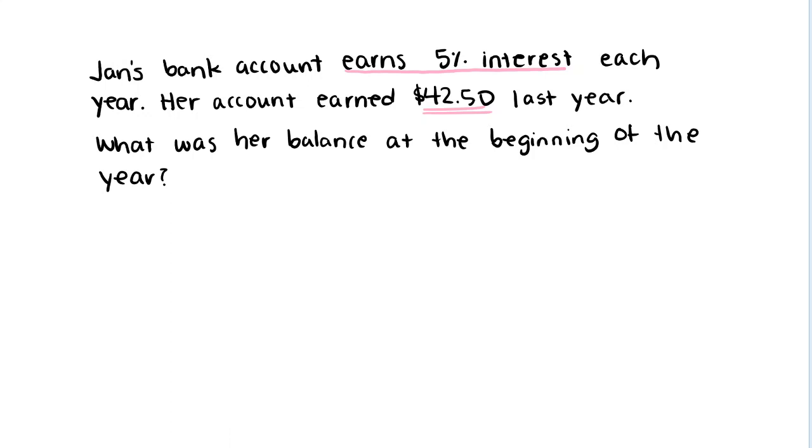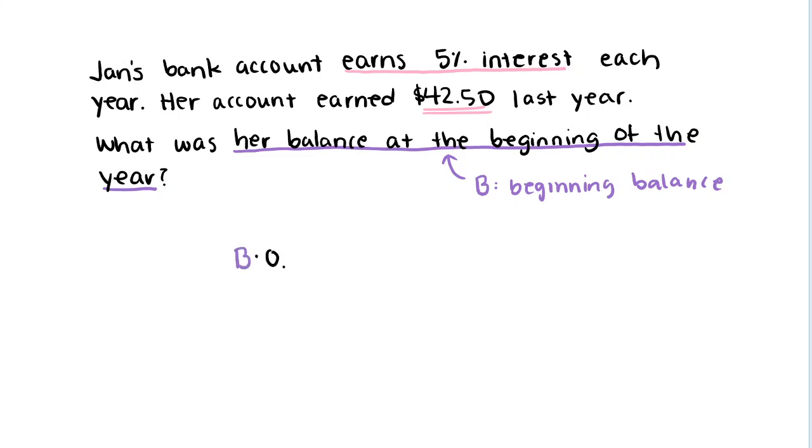So we don't know this amount. We don't know her balance at the beginning of the year. So maybe let's label this with the variable b. b represents beginning balance. And so what we're saying is that if we take this beginning balance and we take 5% of it, in other words, multiply by 0.05, this is going to be the amount that she adds on to her bank account. And it's told to us that that's $42.50. This was the amount that she earned from interest that last year. And so this should be equal to $42.50. We want to figure out what her beginning balance was, what the value of this variable b was.